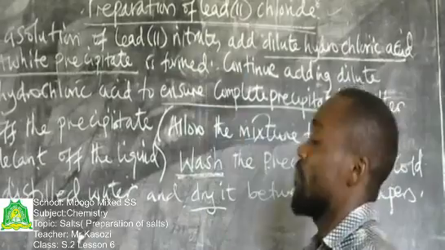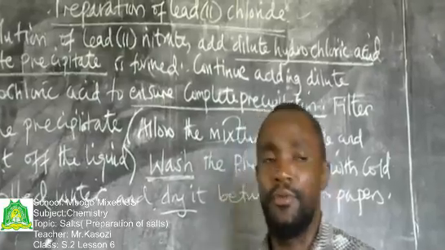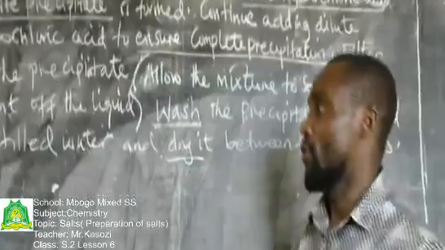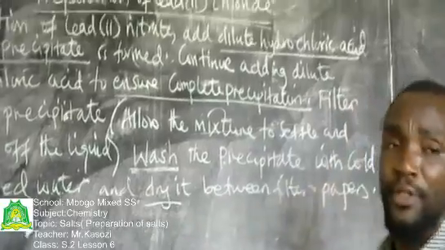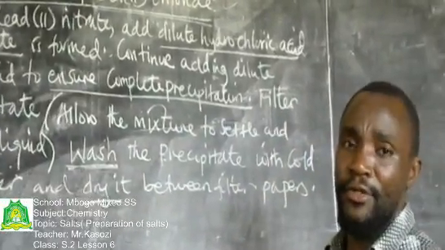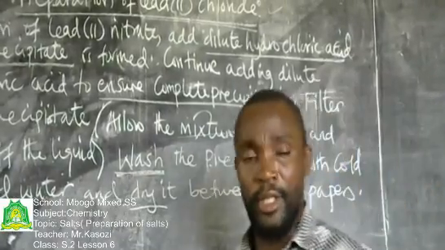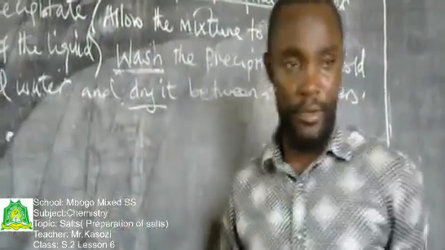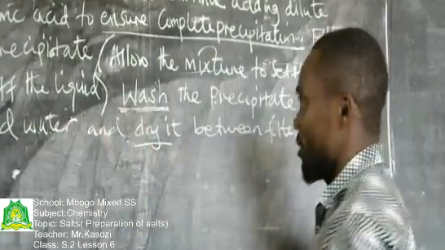Because lead(II) chloride is the only insoluble salt which can dissolve in hot water. So if you use warm water, this salt will dissolve. But for lead(II) sulfate, you can wash it in hot water, because it remains insoluble whether the water is hot or cold. But lead(II) chloride, you can't wash it in hot water.